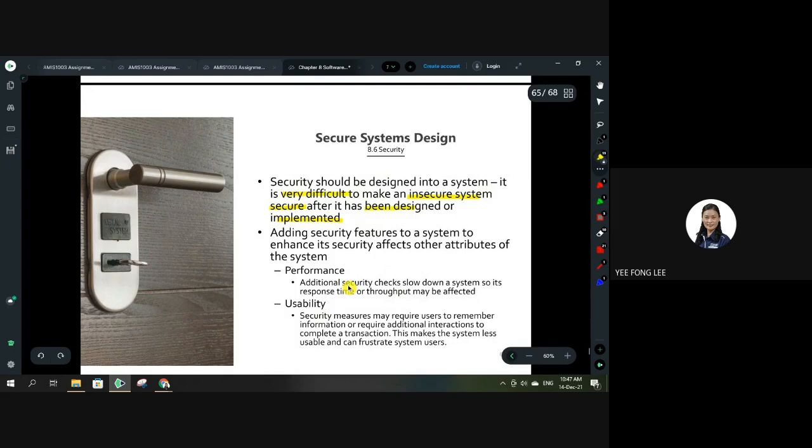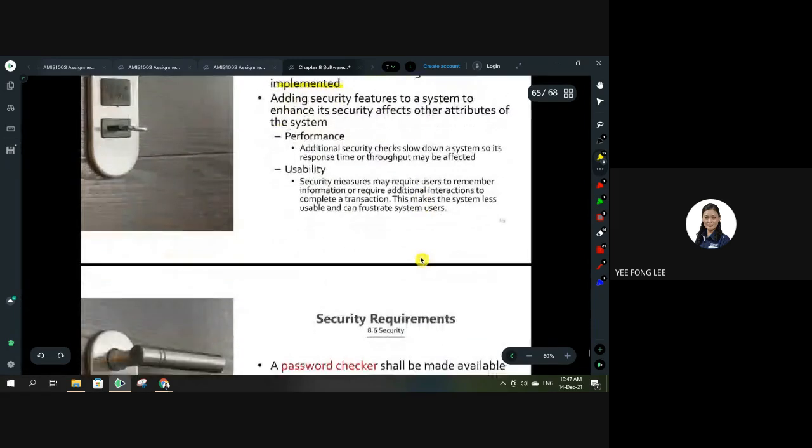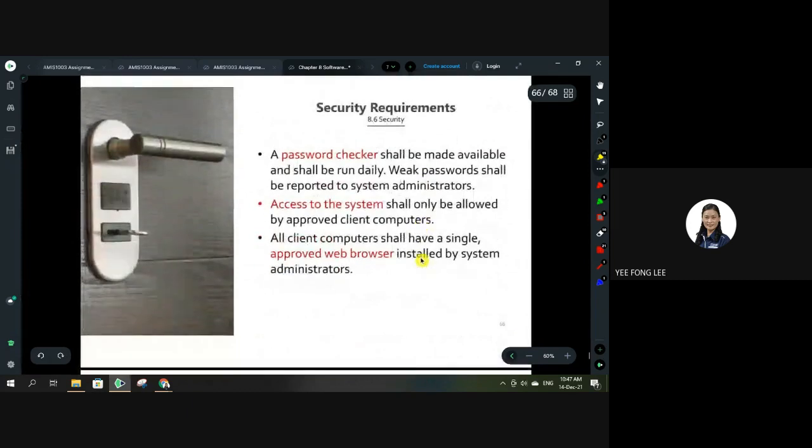So what does it mean? It means that we need to take the security issues into consideration during the system design process and make good design choices. Design it well to enhance the security of the system before the implementation. Prevention is better than cure.